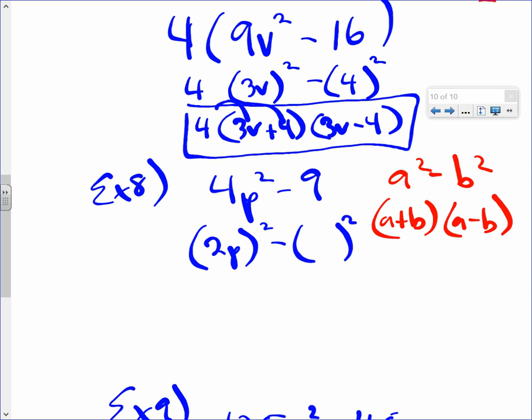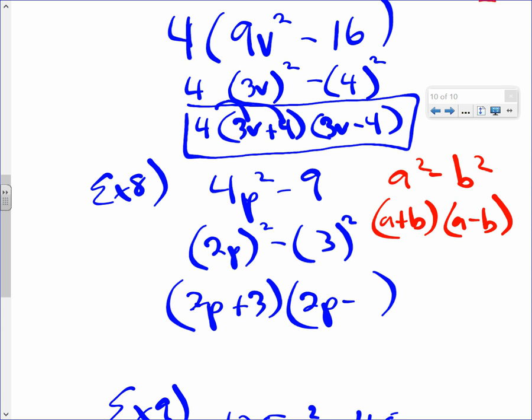2p squared minus 3 squared. Here's my a and b. I identified my a and b. A squared minus b squared. We're ready to rock and roll. Here we go. Let me get my binomials ready. 2p plus 3 times 2p minus 3. We're rocking and rolling.